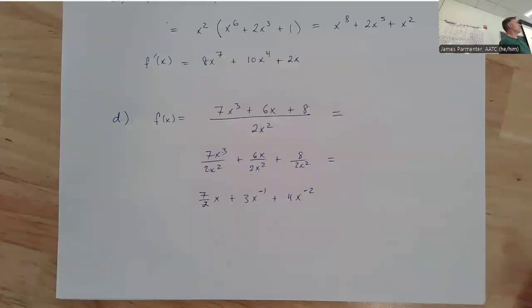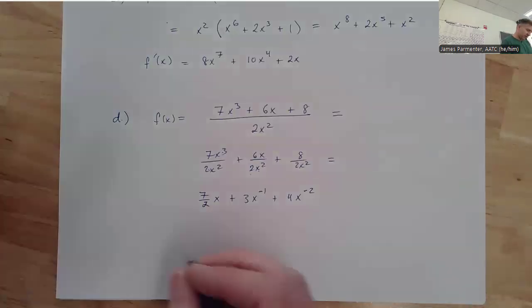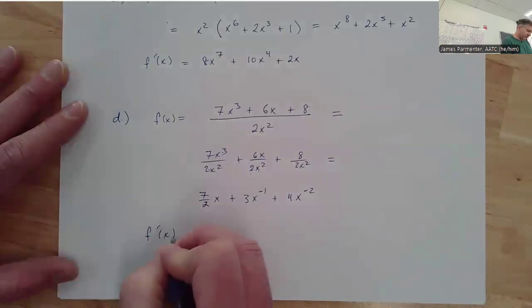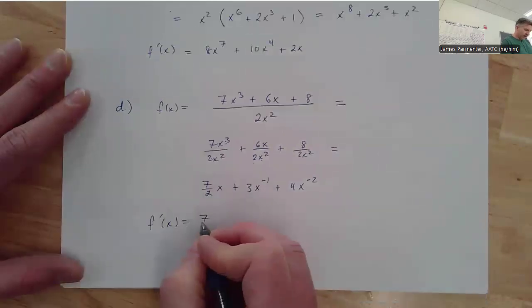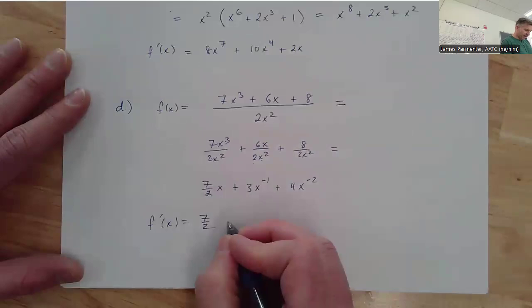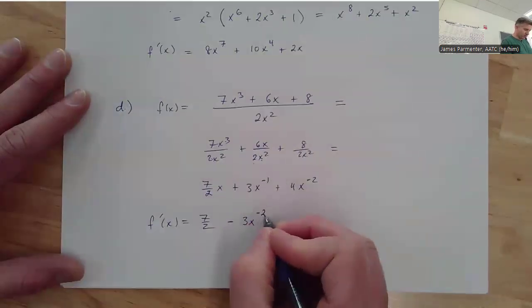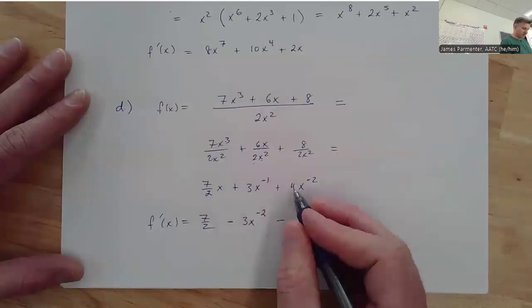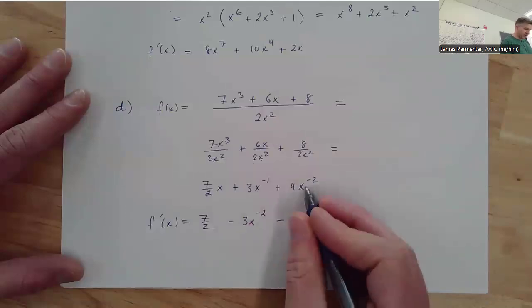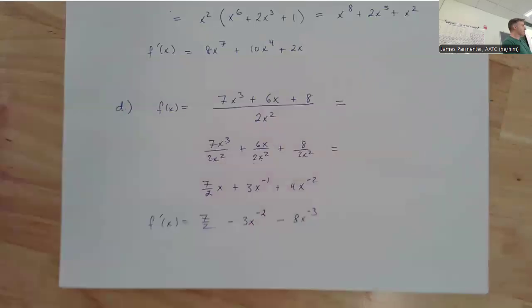Okay, we've done all this. So make sure you still then do the thing you're supposed to do, right? We simplified it, and now we need to take the derivative. So our derivative is going to be 7 halves minus 3 times x to the negative 1 minus 1 is minus 2, minus 8 times x to the negative 2 minus 1 is minus 3. You can write plus negative 8, but it's better just to write minus 8 or plus negative 3, but I'd rather write minus 3.